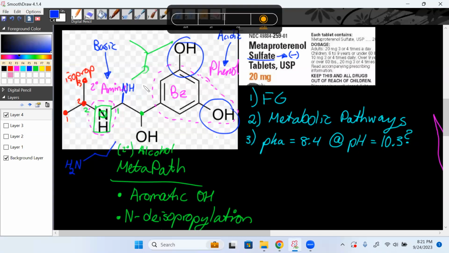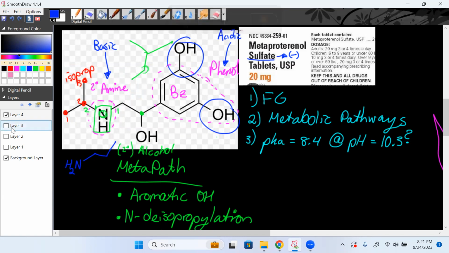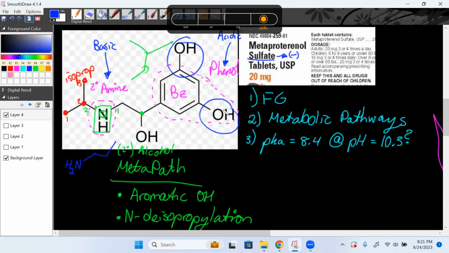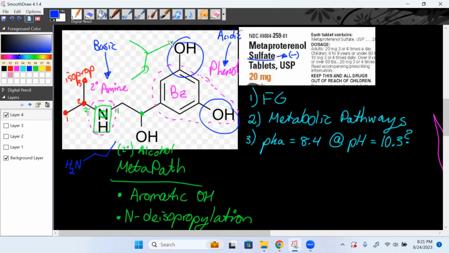Oh, catechol. Oh, sorry. I'm thinking of oxidative deamination. Catechol O-methyltransferase. Could it do? No. COMT only works on catechols, which would require this adjacent OH. There is a different enzyme that works on this sort of arrangement, but I don't think it's COMT. At least for what you guys have to know, it's not COMT. Good question, though.